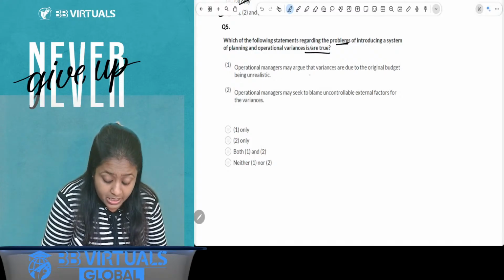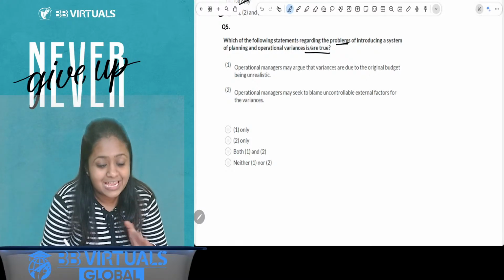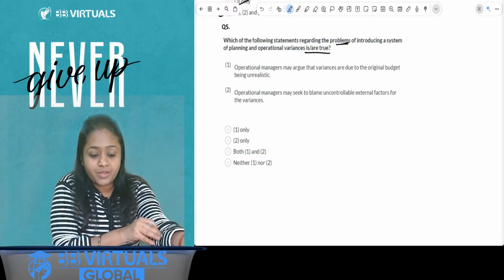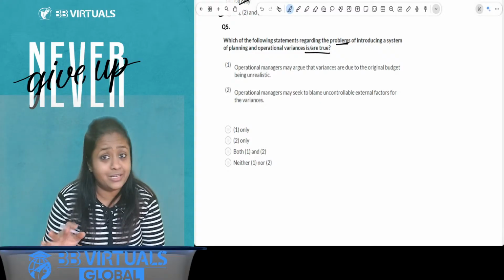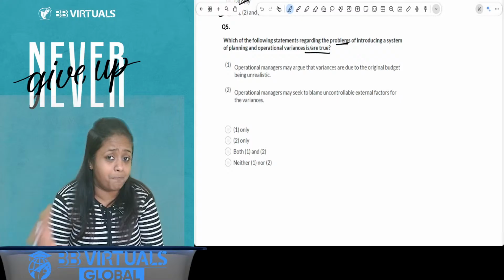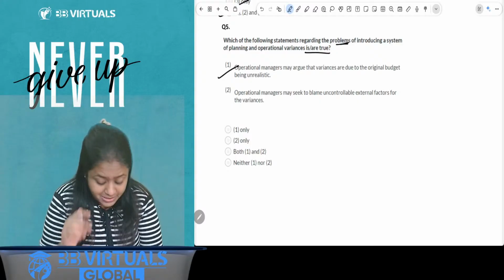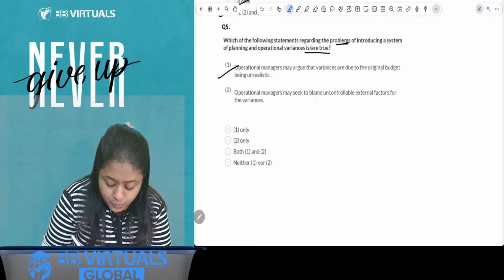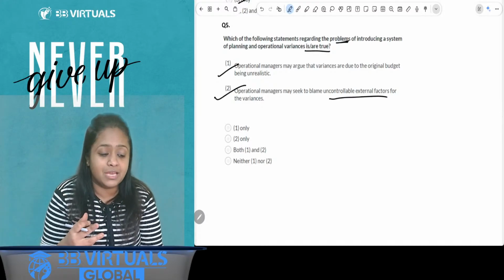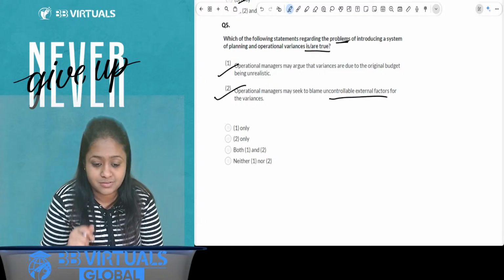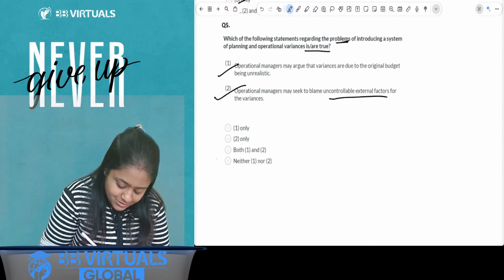Operational managers may argue that variances are due to the original budget being unrealistic. Absolutely correct. They can always argue that, look, we are not the ones to blame, it's the planners who are to blame. So yes, that is the major problem that will always be there. Operational managers may seek to blame uncontrollable external factors, again on the same lines. So there can be a lot of blame game under planning and operational variances. That's very logical here. So yes, both are correct.